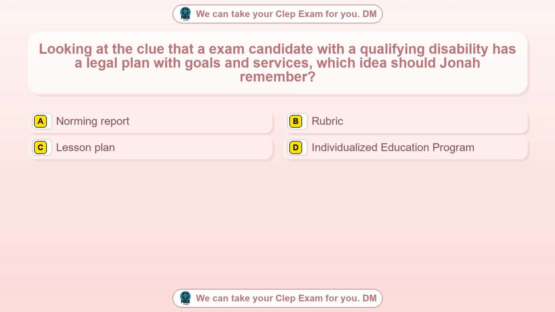Question 62. Looking at the clue that an exam candidate with a qualifying disability has a legal plan with goals and services, which idea should Jonah remember? Option A, norming report. Option B, rubric. Option C, lesson plan. Option D, individualized education program. The correct answer is option D, individualized education program.